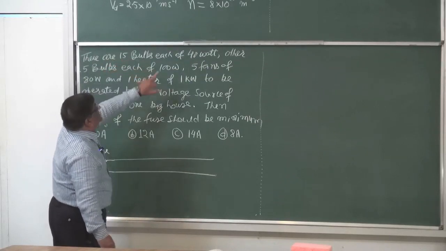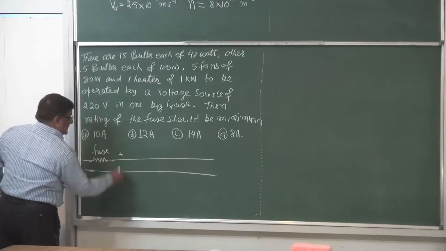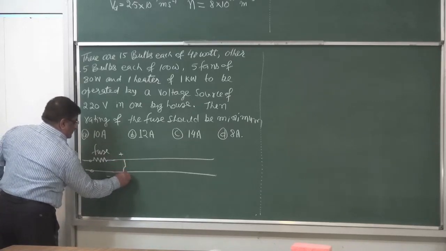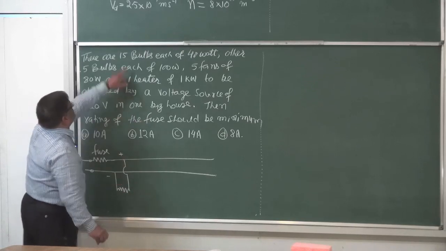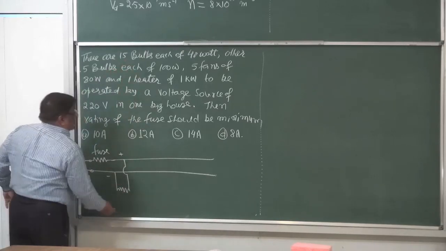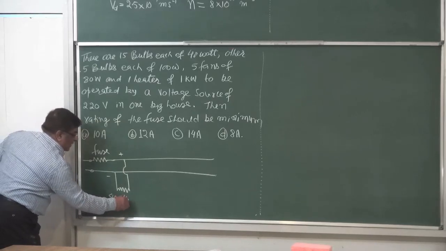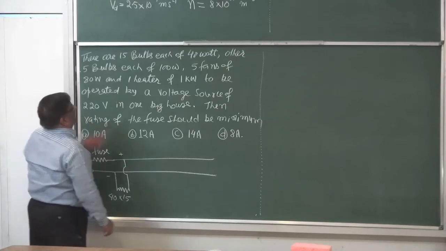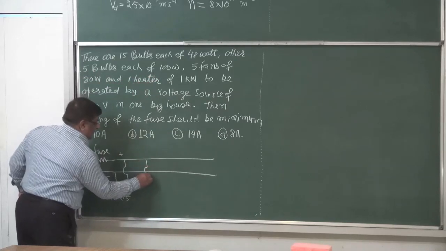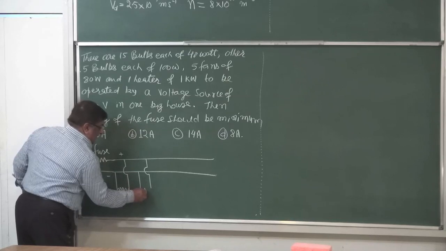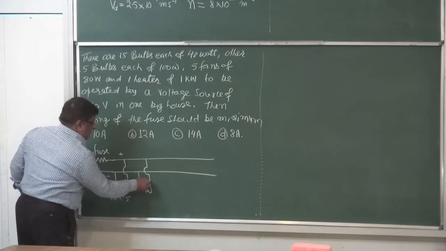See how the load is connected. There are 15 bulbs, each of 40 watt. This is say plus minus. So from here, these are 15 bulbs, 40 watt. How much will be the total load? 40 watt, 15 bulbs will be the load here. Then 5 bulbs, 100 watt. Plus from here, minus from here, and here are separate, separate like this.